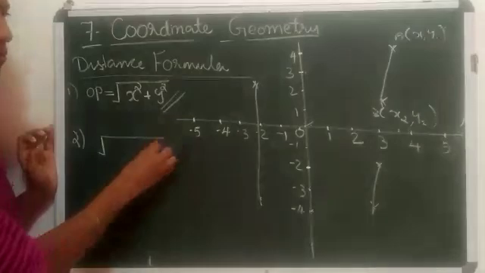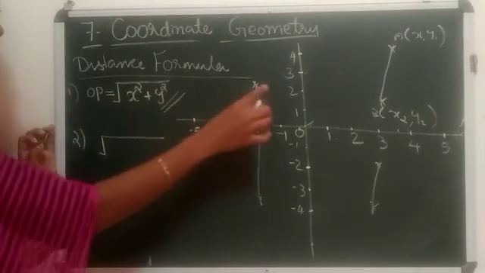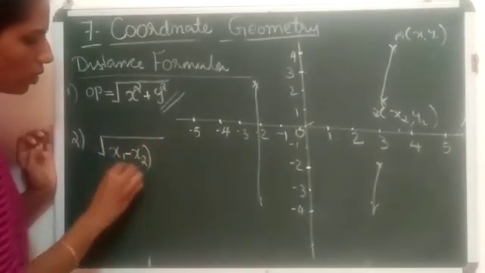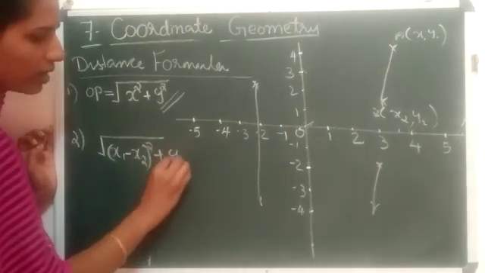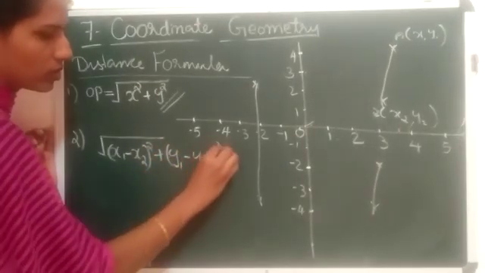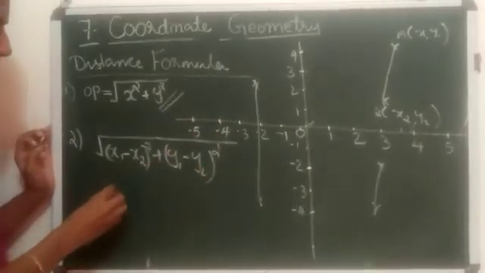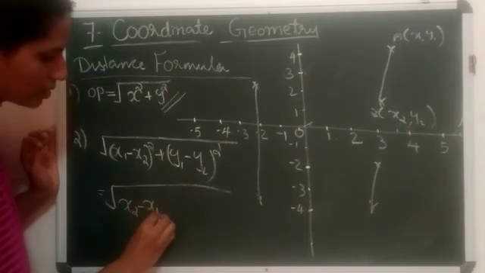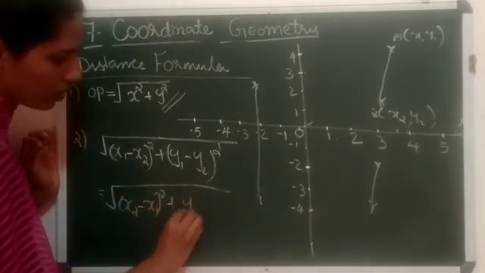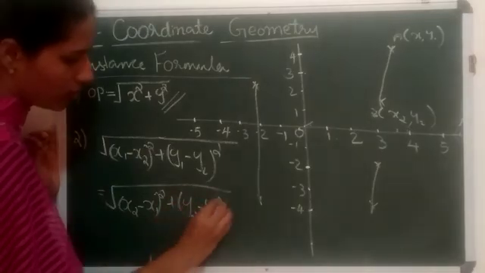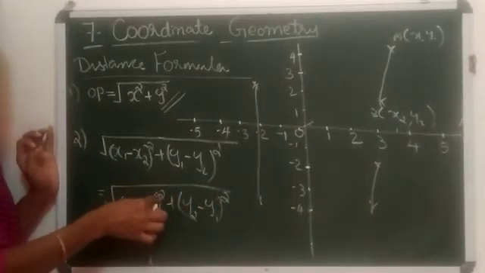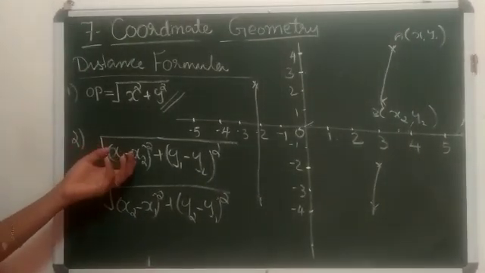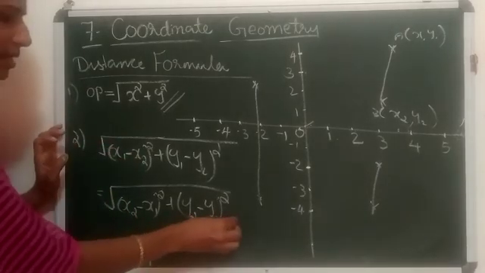square root of, in the same way, instead of x square we have the 2 x coordinates, so we use (x1 minus x2) whole square plus (y1 minus y2) whole square. Clear? Otherwise we can write it as square root of (x2 minus x1) whole square plus (y2 minus y1) whole square. Both are the same because even if the value is negative, it is squared. Whether the value is negative or positive, we square it. So this is the second equation.